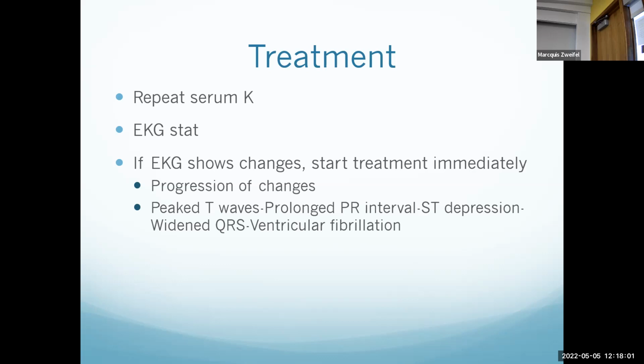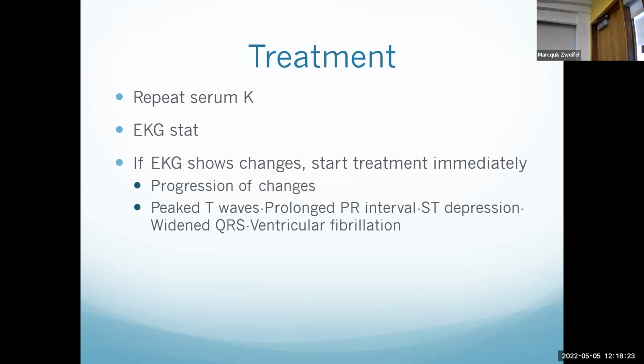Okay, the first thing is repeat your potassium, confirm it's true. You don't have to wait to act on it until you get the results back. Okay. If I'm thinking this is hyperkalemia, nobody will fault you to treat a critically high potassium and it turns out to be a false alarm. But you will be faulted by everybody for just waiting for the results to come back.